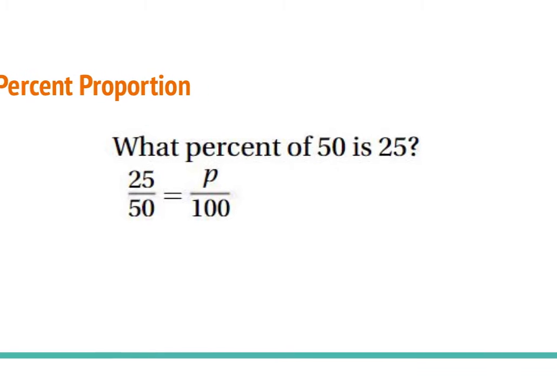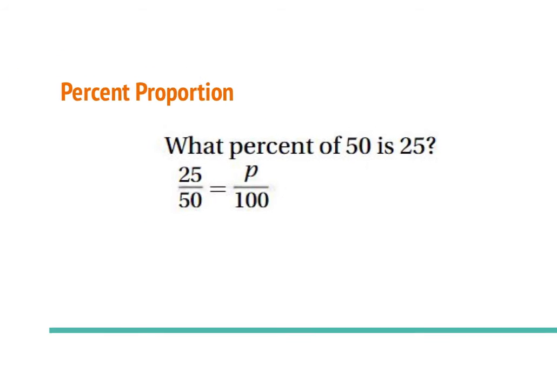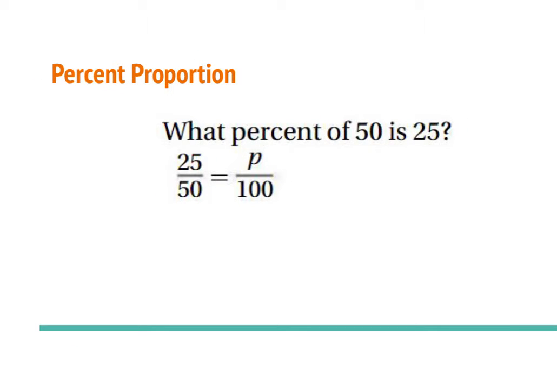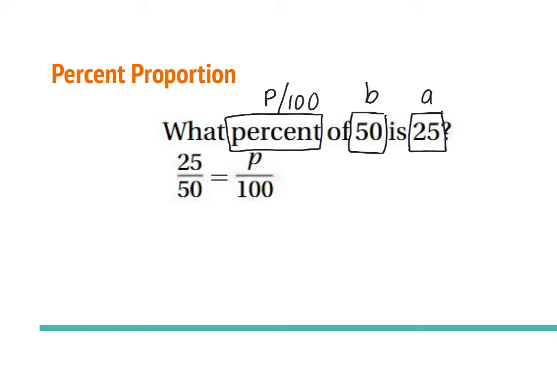What percent of 50 is 25? We already set up the proportion here. So it's asking what percent of 50 is 25. So our portion or our part is 25. This is going to be our A, and our whole is going to be 50. This is going to be our B. And then our percent always is going to be P over 100. So we set 25 over 50 equal to P over 100. This is the same as A over B equals P over 100.